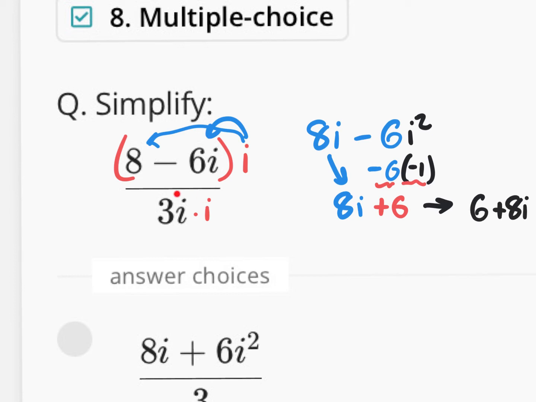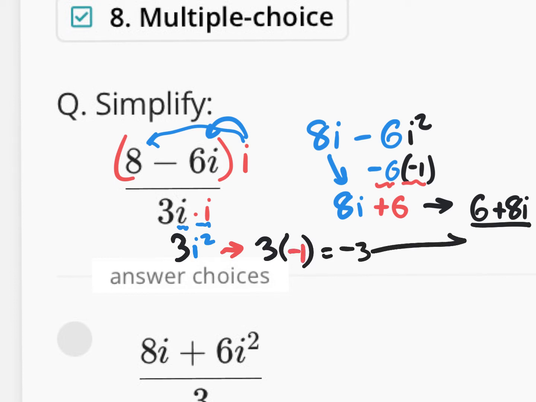Now, what do we have in the denominator? That was just a numerator. This is what's on top. So let me put that fraction bar. And on the bottom, we have i times i, which is i squared. And of course, we have a 3 in front. So 3 times i squared is really 3 times negative 1, which is negative 3. So that's the denominator, negative 3.